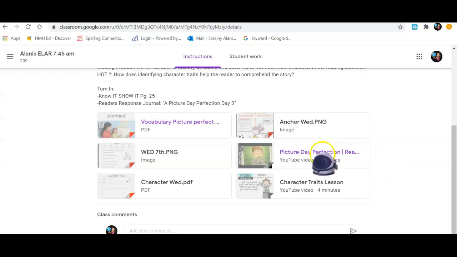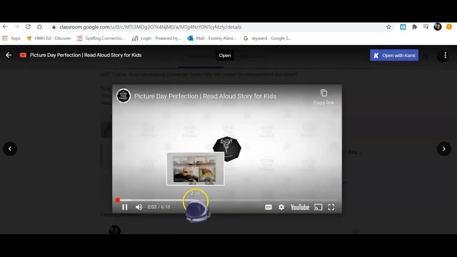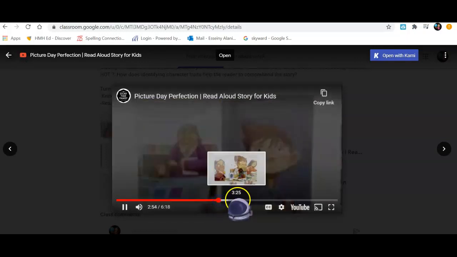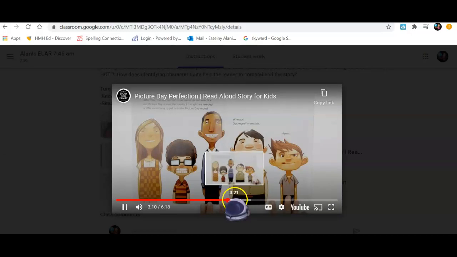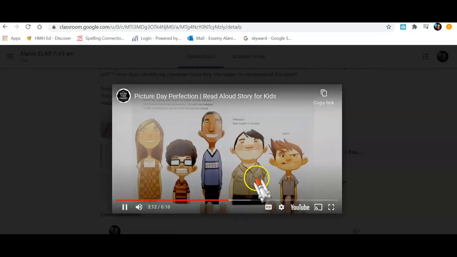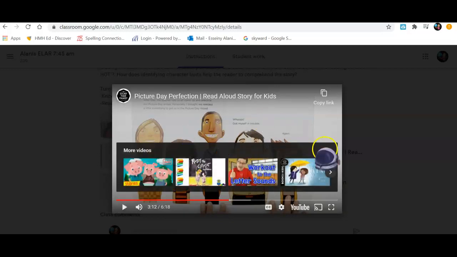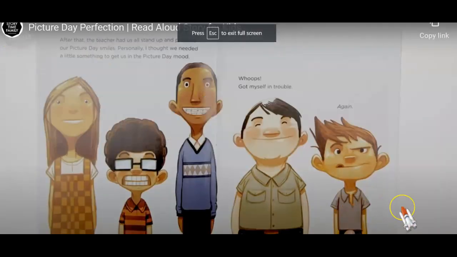Okay, now let's look at our story. We're looking at the next 3 pages. So yesterday we left off here, where the character got in trouble again. To get us in a picture day mood. Oops, got myself in trouble. Again.